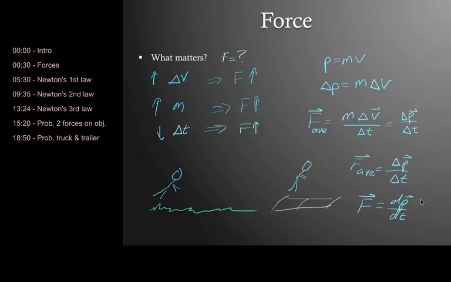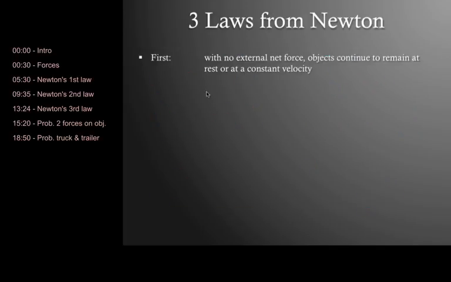So let's talk about Newton's three laws. So the first law is that with no net external force, objects continue to remain at rest or at a constant velocity. So let's first imagine maybe some ball on my desk, and if I observe it for some time, the ball will not change its location.